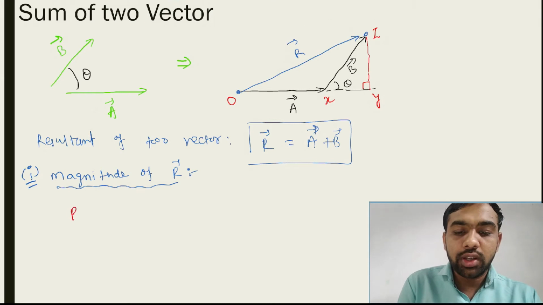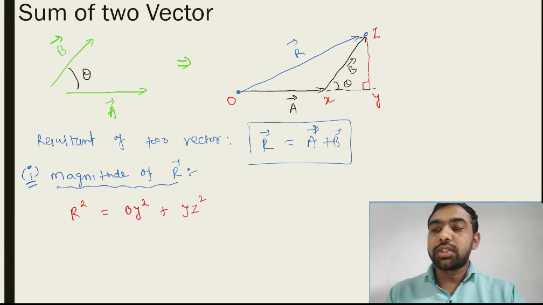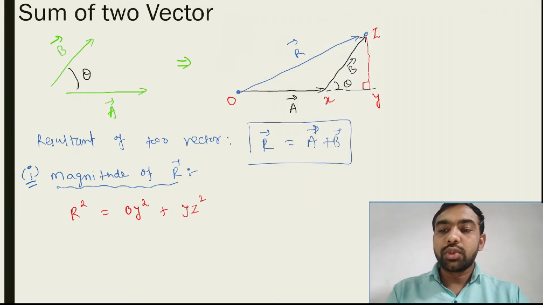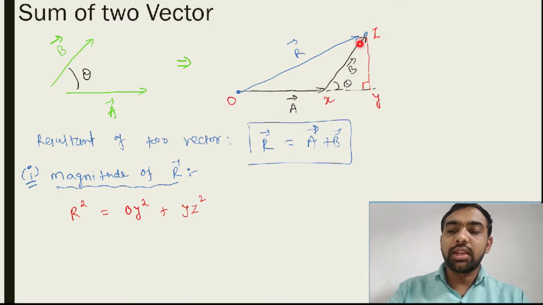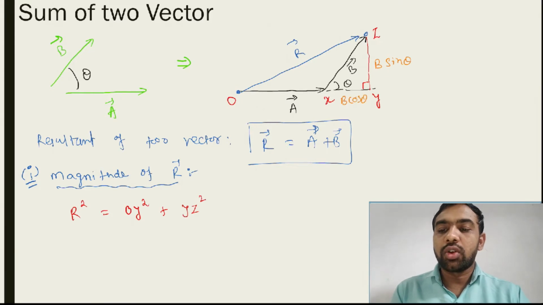So what is the magnitude of R? R square is equal to OY square plus YZ square. For this purpose you use this triangle for better understanding. Use this XYZ triangle. This side is B, the hypotenuse of XYZ, and this angle is theta. The opposite side of theta is sine and the adjacent side is cos. So this is represented as B sine theta, and this as B cos theta.